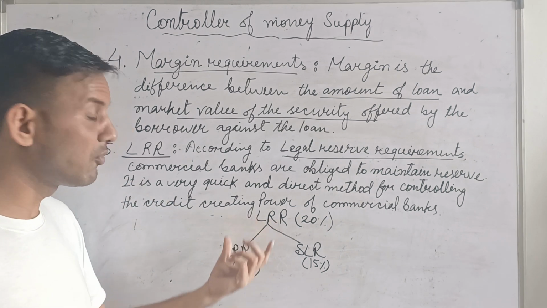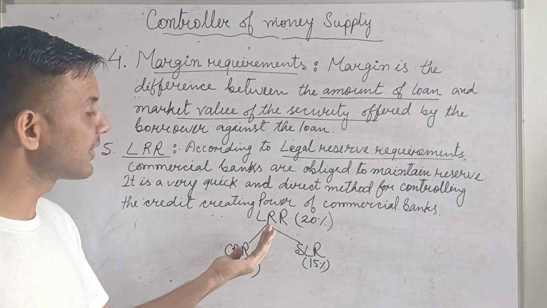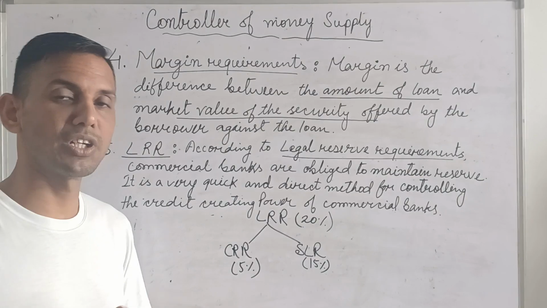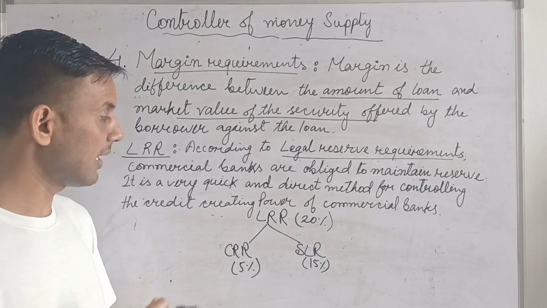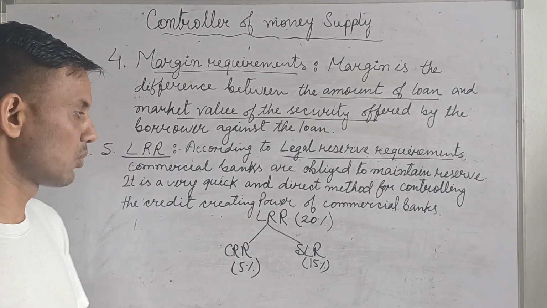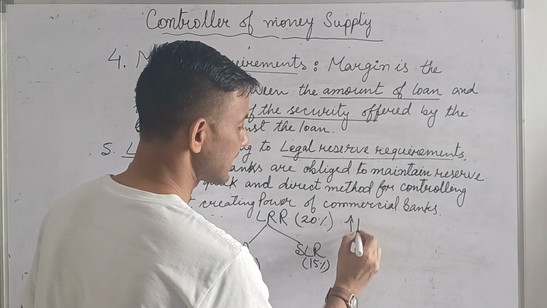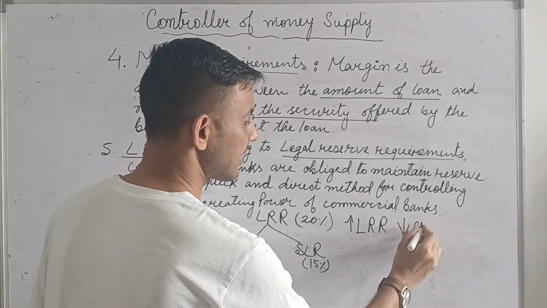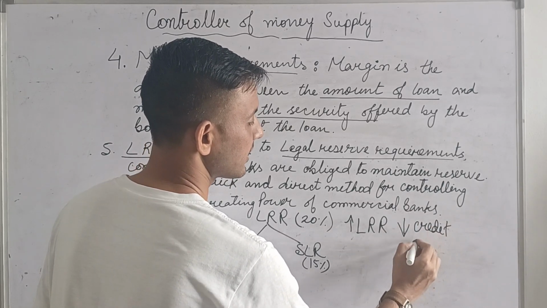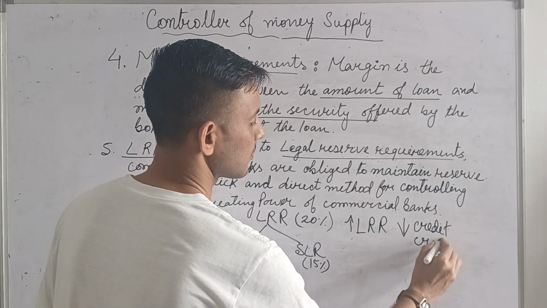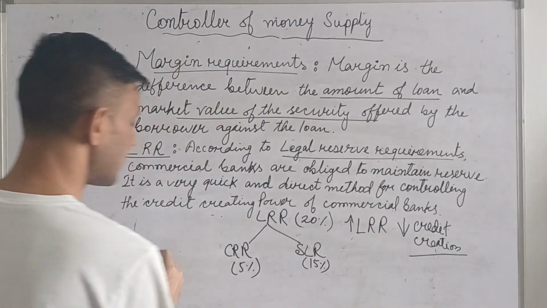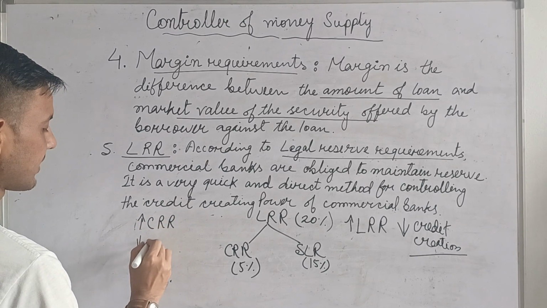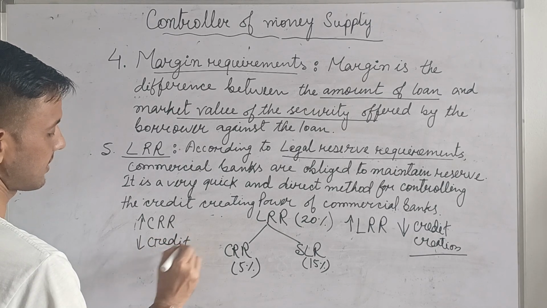And when inflation is there, the same thing, they will increase the legal reserve ratio. When the legal reserve ratio is more, then credit creation is less. And when LRR is less, then credit creation is more. So an increase in LRR means a decrease in credit creation. The same thing in the case of CRR also. An increase in CRR means a decrease in credit creation.